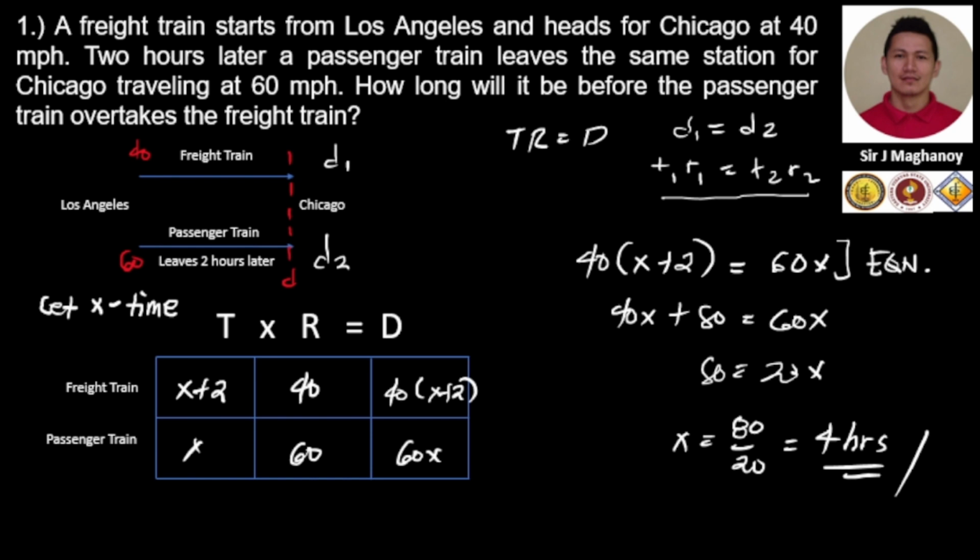Okay, so I hope our example is clear. Again, time, rate, distance. Based on the formula, time times rate is equal to distance. If both are equal in distance, we can write it this way: d1 is equal to d2. Now we can formulate our equation. Okay, so I hope it's clear. Let's move to our next example.